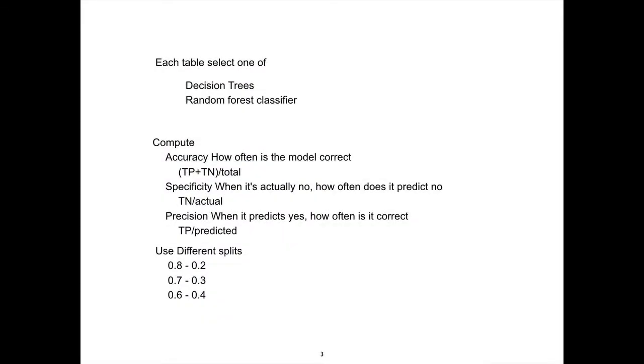Okay, so like I said last time, what I want to do today, given all these computers sitting around, is each table, select one of decision trees or random forest, and then create a model based on this data set of the iris. Get the model running, right? Divide the data into a training set and a test set, and then compute the accuracy, specificity, and precision.